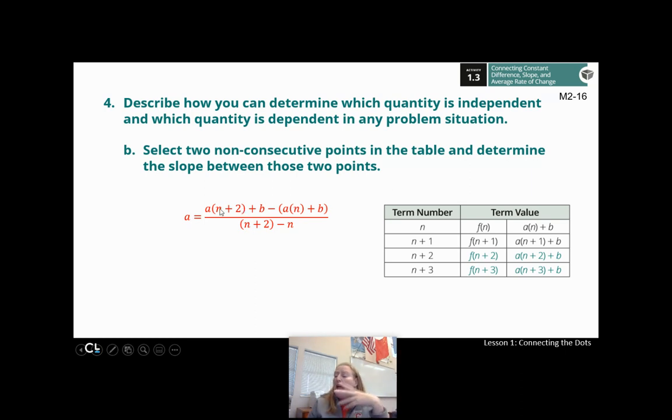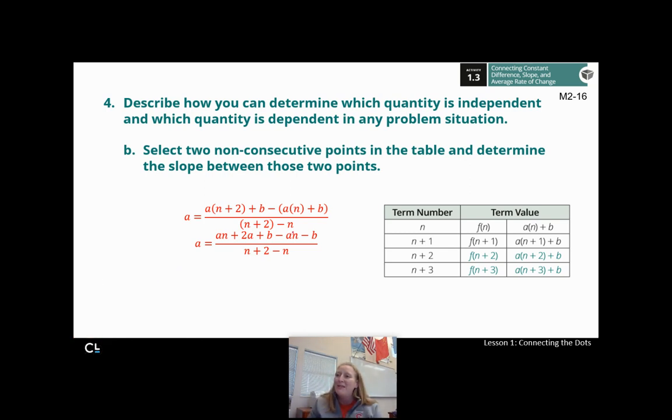So just like last time, I'm going to distribute. A times n, A times 2, negative times this guy, negative times that guy. And I don't need to distribute those, but I can drop the parentheses. So that means I have An plus 2A plus B minus An minus B, because I distributed that negative sign. So I just have n plus 2 minus n. And hopefully you're noticing that there are things I can now cancel.